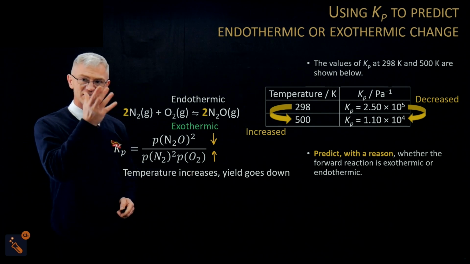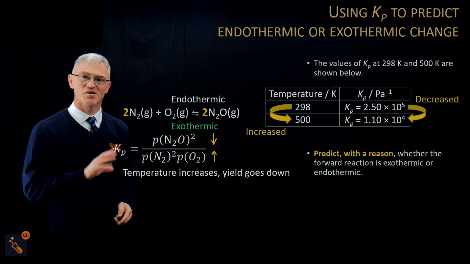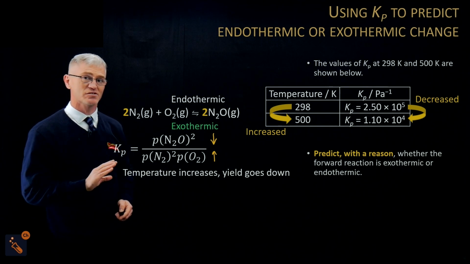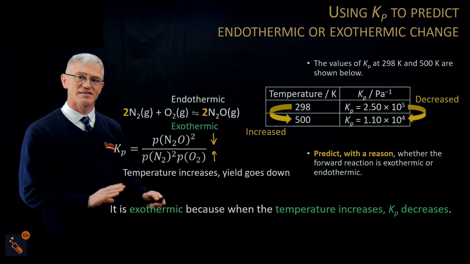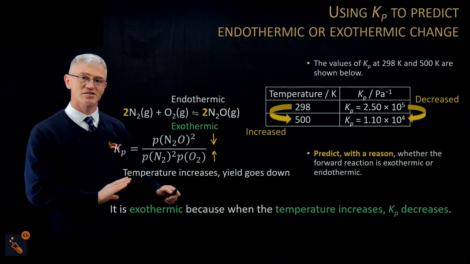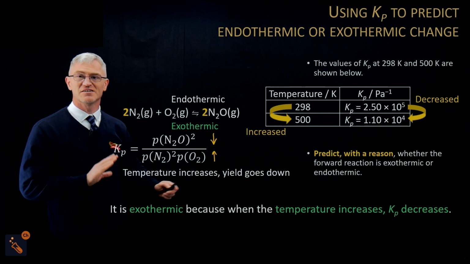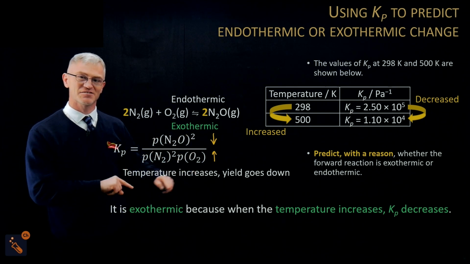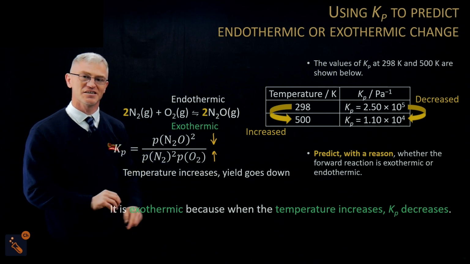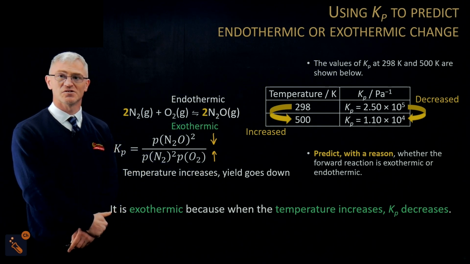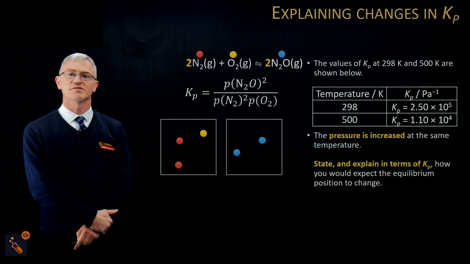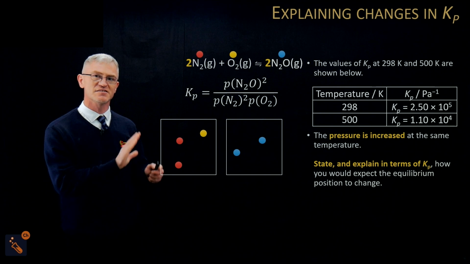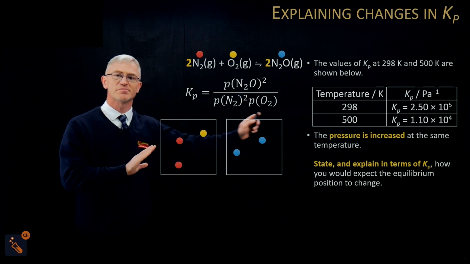That is all the understanding that we're talking about, but let's now talk about what you actually write for the question. It's really important you understand this. It's exothermic because when the temperature increases, Kp decreases. So all of that thinking is not really necessary for the question. You've just got to say that it's exothermic and then use the data in the table, and you'll get your full answer. So now we're going to state and explain in terms of Kp. So that's really important. State, in terms of Kp, what happens when the pressure is increased.